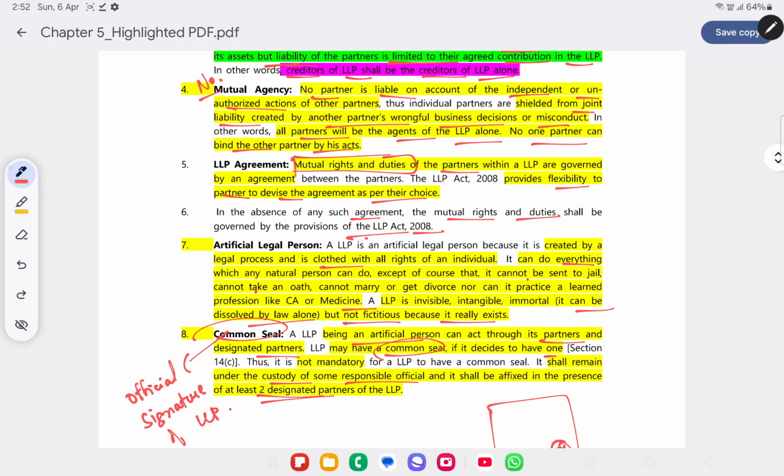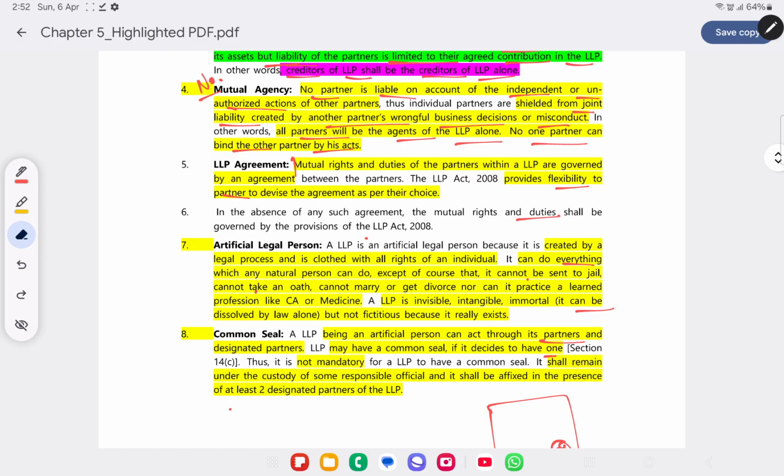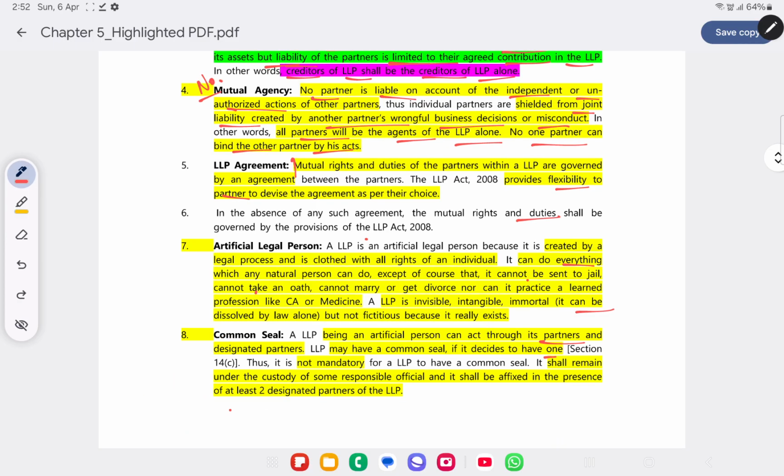LLP agreement. So an LLP has an agreement wherein mutual rights and duties will be decided. There's flexibility to devise the agreement. Partners will have the right to devise an internal structure as per their requirement. They've got the flexibility to do so. Suppose they don't have any formal agreement, in that case mutual rights and duties under the Act would be applicable. This is given under Schedule 1.